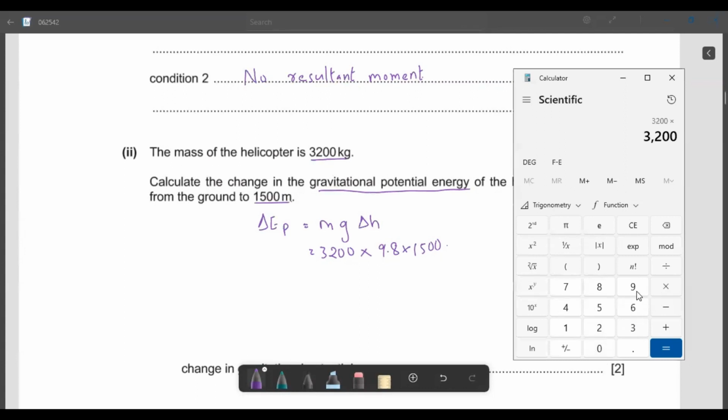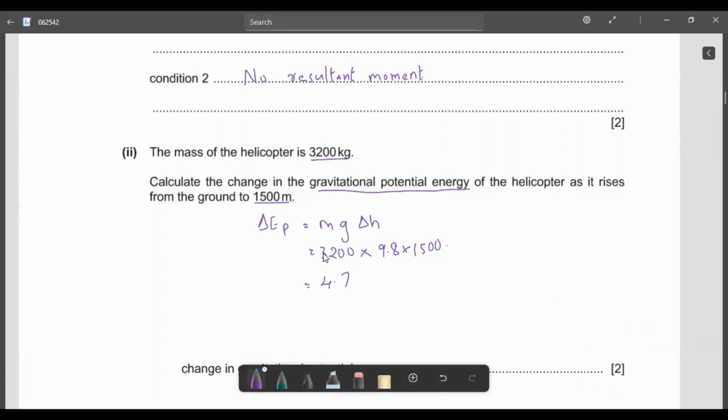So 3,200 into 9.8 into 1,500. That is 4.7, we can write 1, 2, 3, 4, 5, 6, 7. So we can write it as 4.7 into 10 raised to 7 joules. Either it can be written as 47 into 10 raised to 6 joules. 10 raised to 6 means it is mega. So you can write the answer as 47 mega joules.